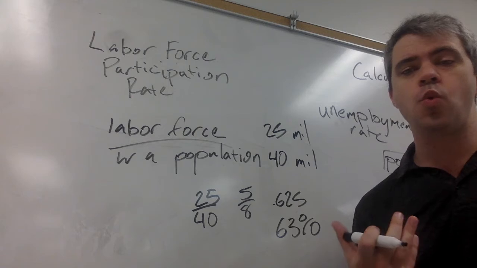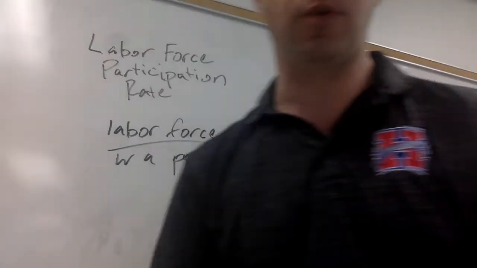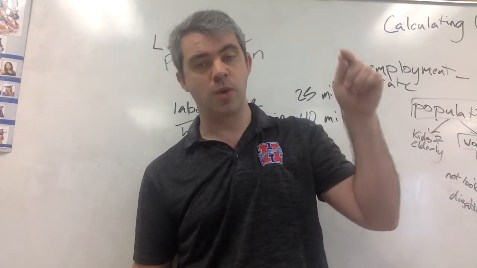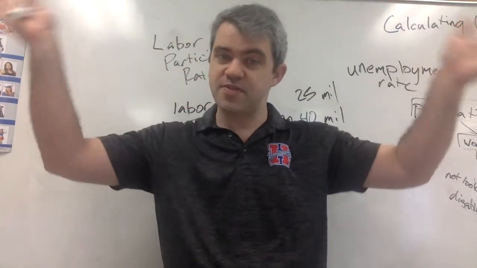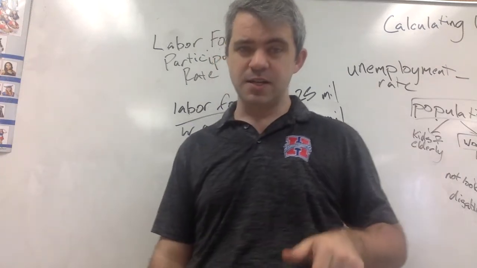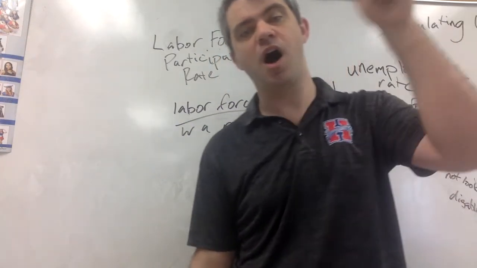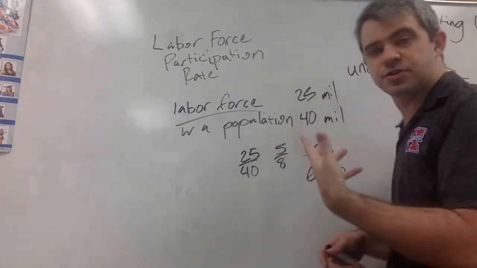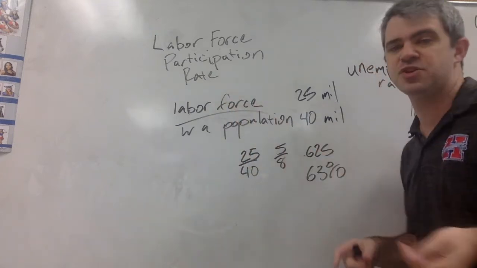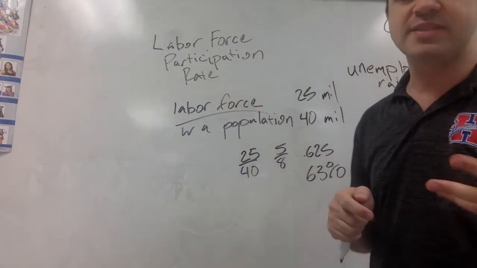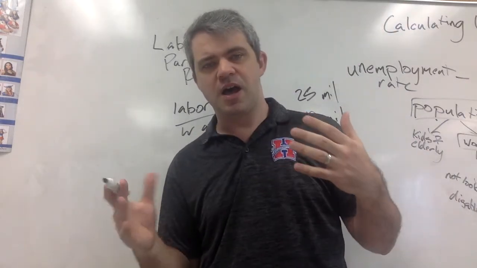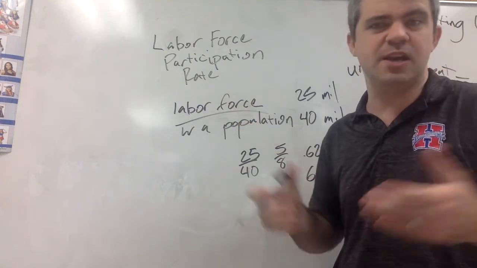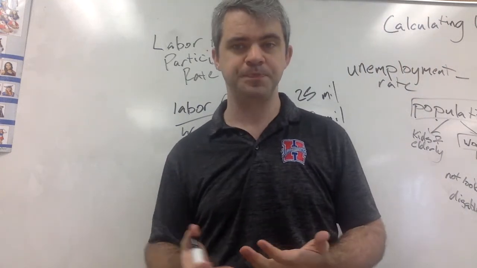So what labor force participation rate does for us, the reason that we do it, is if we see the unemployment rate going down, we know that's a good thing, unless labor force participation is also going down. So earlier, when we talked about discouraged workers, if there are discouraged workers, we'll see this labor force participation rate dropping. That's a hint that we should check whether there are a bunch of discouraged workers.